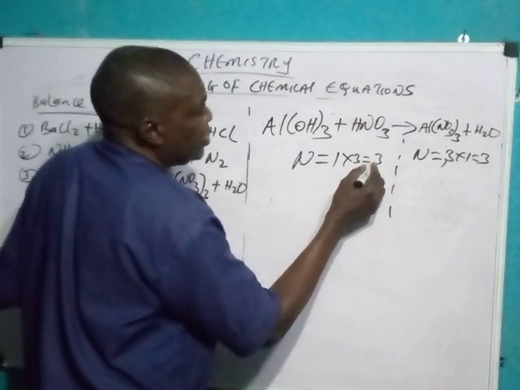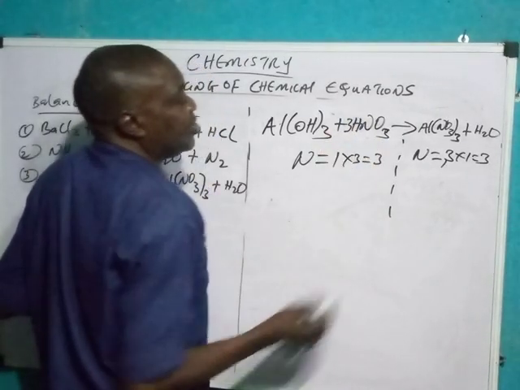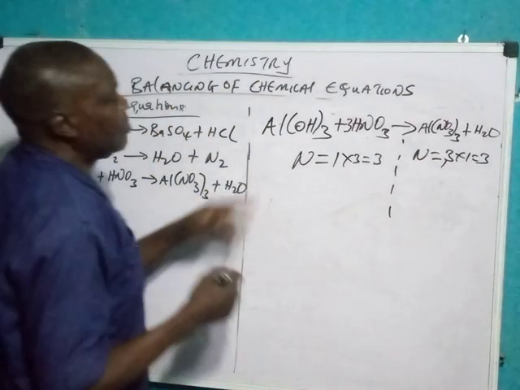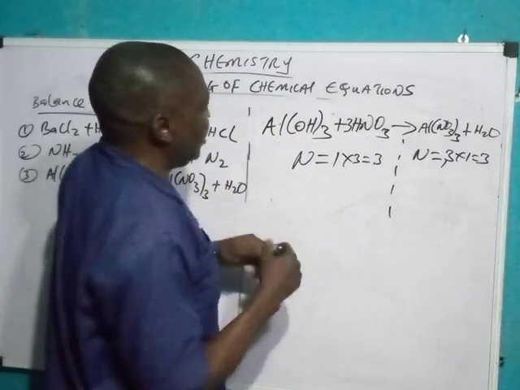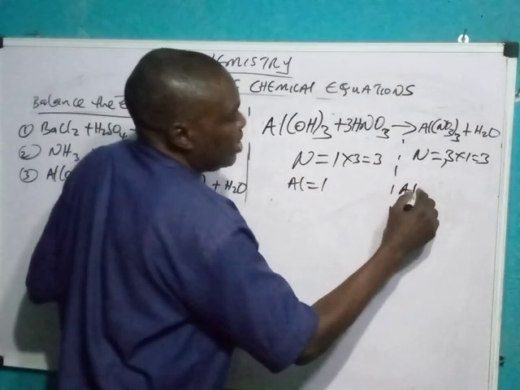The whole now is just to introduce it. See, you said this one is 3. There's no way you can put 3 here. It's not allowed. You introduce 3 here, making this nitrogen 3. This one is already 3. So let's see what we have done. Aluminum is 1. Aluminum also here is 1.